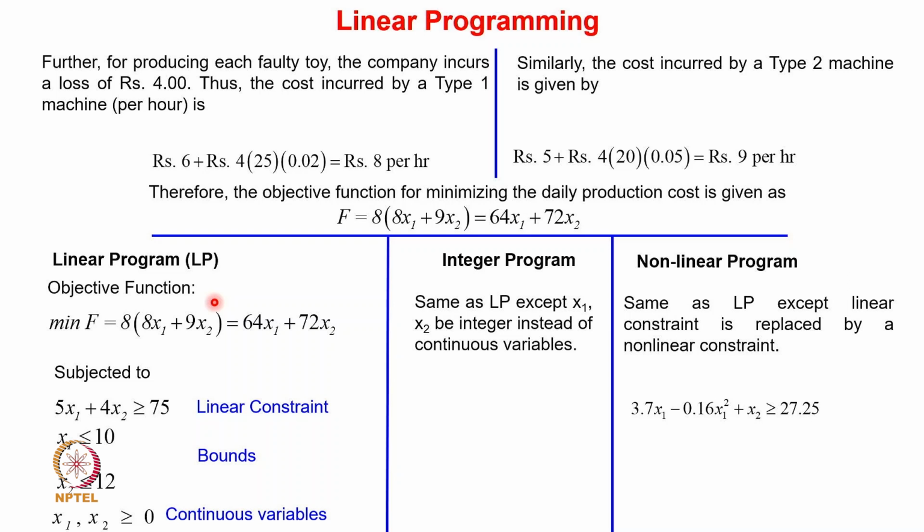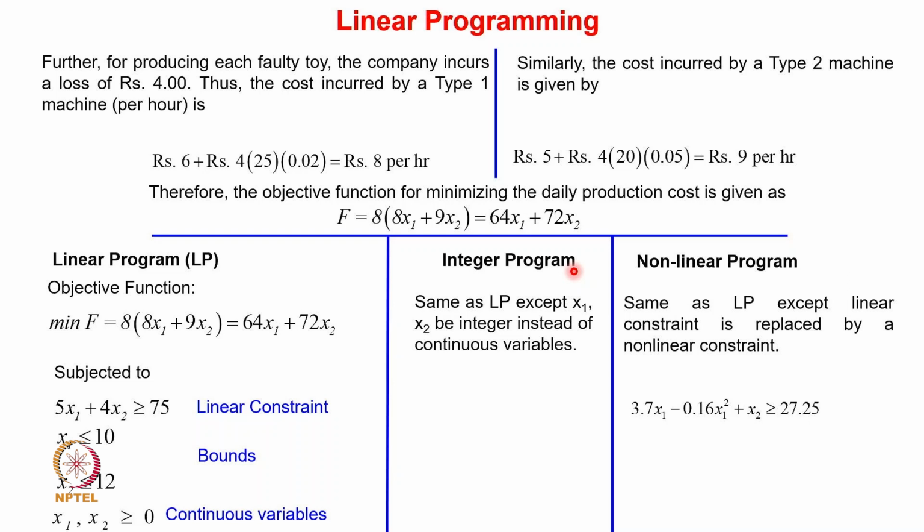But in a real practical case, you can see that x1 and x2 are integer values. This cannot be continuous. This machine cannot be 1.5. A machine can be either 1 or 2, isn't it? So if we impose an additional constraint that x1 and x2 should be integers instead of continuous variables, in that case, this particular problem becomes an integer program.